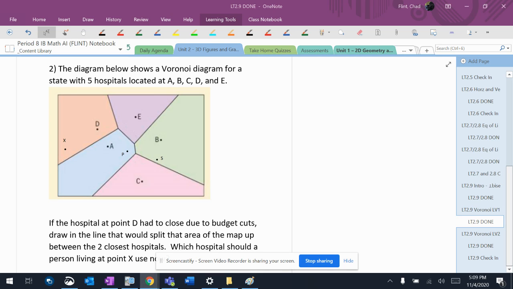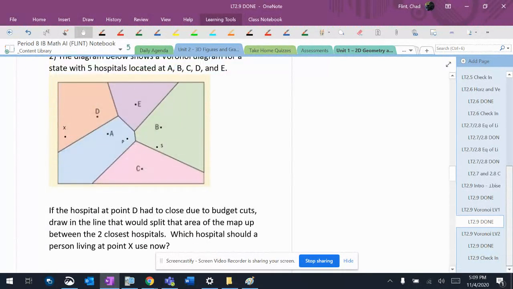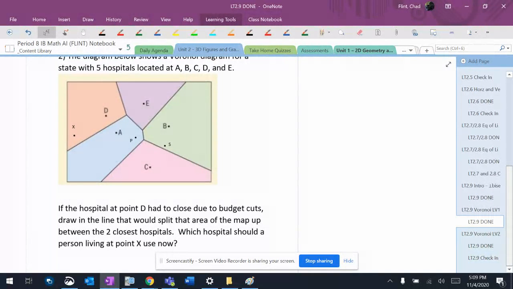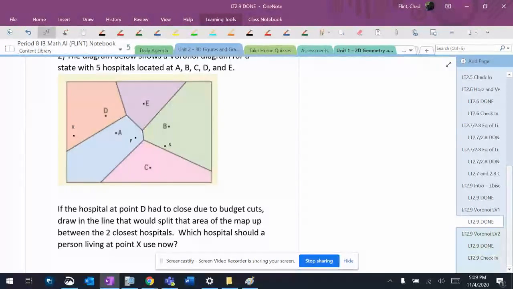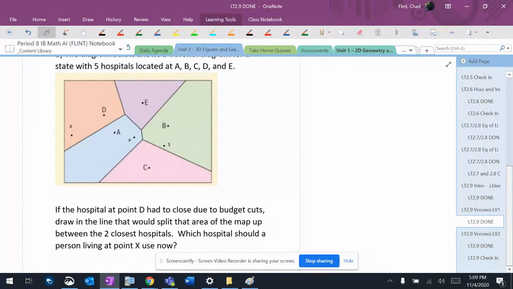So now this is one of the things that I saw that I was a little surprised by when I was looking through questions to try to figure out what other kinds of things they would say. So this is the same picture I had above. It's the same situation. It says if the hospital at point D had to close due to budget cuts, drawing a line that would split that area of the map up between the two closest hospitals, and then which hospital should X go to now?